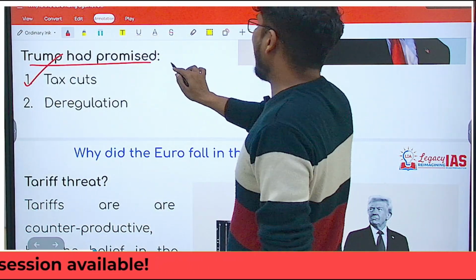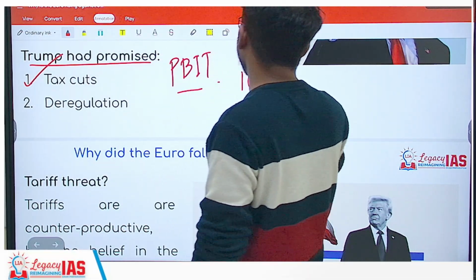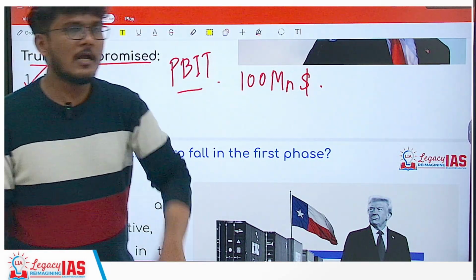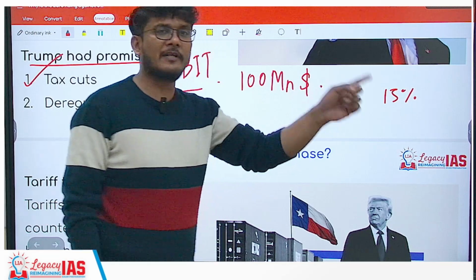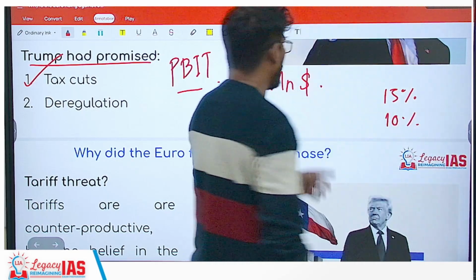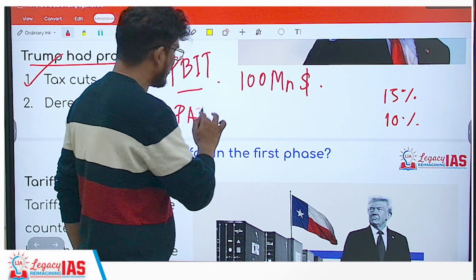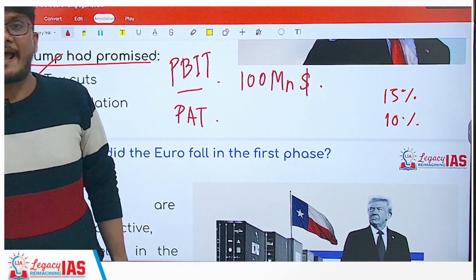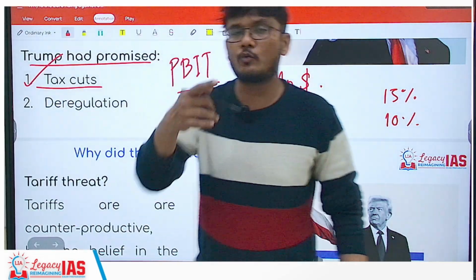Because if the taxes are reduced, there is a concept of profit before income tax. So let's say the profit before income tax is $100 million for a particular company. Now, if the taxes were 15%, you would have to pay $15 million as tax. But if you reduce this tax percentage to 10%, now you just have to pay $10 million as tax. So PAT, that is profit after taxes, will be higher. So ultimately, the amount of money left with the company as profit will increase if the taxes go down, and Donald Trump promised to cut the taxes.